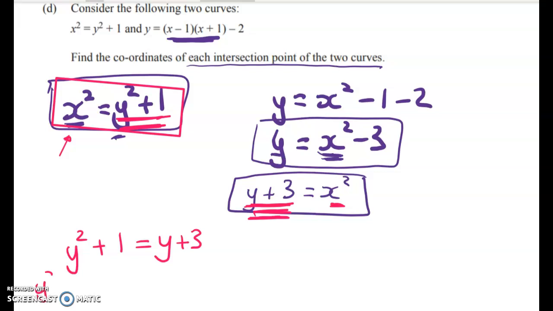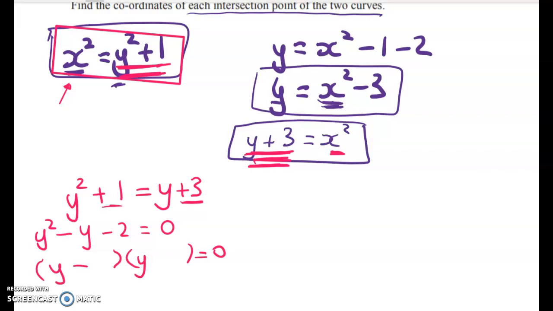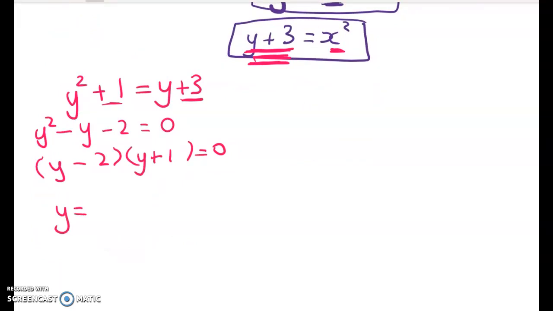That's a simple quadratic, and that's going to give me my y values, and then I'll just have to figure out my x values. It's not going to be that hard. So y squared minus y, and I've got plus 1, take away 3, so minus 2 is equal to 0. Now that factorizes, no need to do anything complicated. That's going to be y times y, then I'm going to have minus 2 and plus 1. That means that y has to equal 2, or y has to equal negative 1.